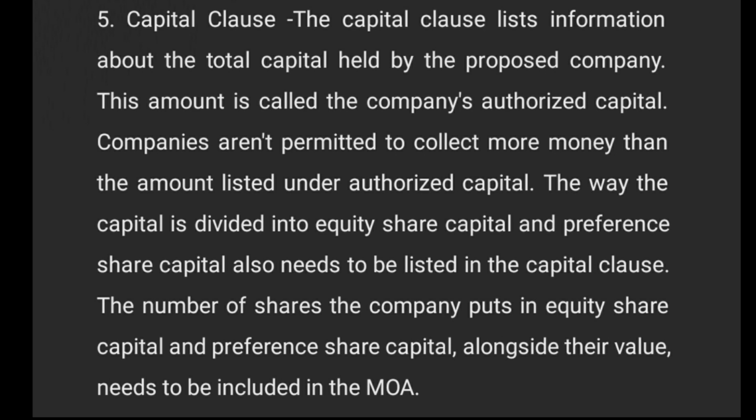Number five, capital clause. The capital clause lists information about the total capital held by the proposed company. This amount is called the company's authorized capital. Companies aren't permitted to collect more money than the amount listed under the authorized capital. The way the capital is divided into equity share capital and preference share capital also needs to be listed in the capital clause. The number of shares the company puts in the equity share capital and preference share capital, alongside their value, needs to be included in the MOA. We have to define the value and the rate of the preference and equity share capital in this clause.